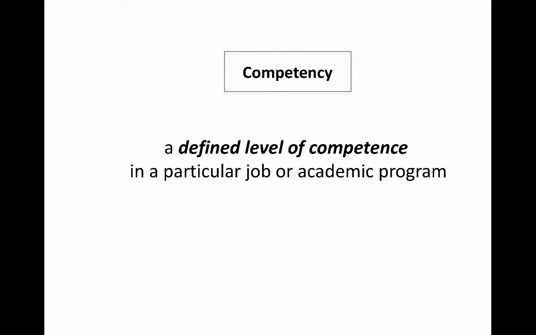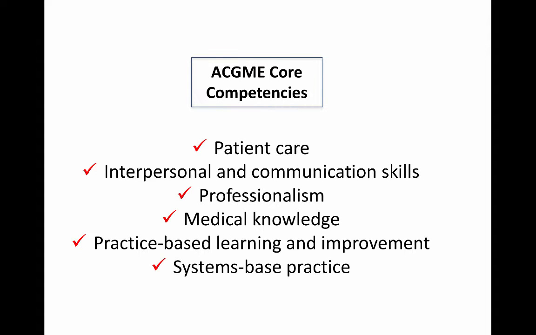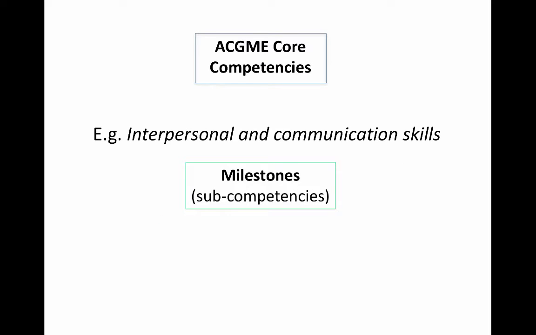First, define what a competency is. It's a defined level of competence in a particular job or academic program. A core competency is a fundamental knowledge, ability, or expertise in a specific subject area or skill set. Here we're talking about residents, and here are the ACGME core competencies as we've discussed. So the core competencies are general. The milestones get into more specific sub-competencies that would fall under, for example, interpersonal and communication skills.